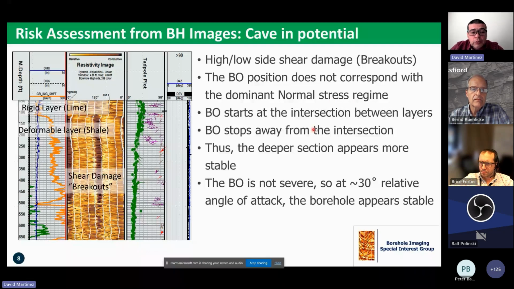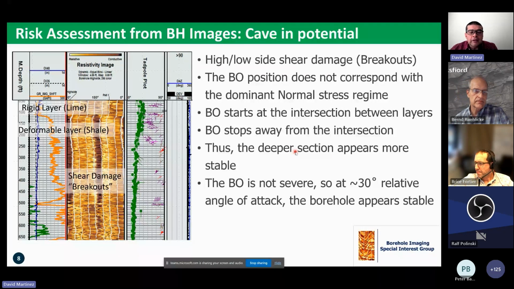So that means two things. Either somehow the borehole is still feeling a higher stress, maybe from the limestone, which can be in strike slip regime instead of normal stress regime, or we do have that extra shear from this rigid formation, and that's what causes the breakout to appear on the high side and low side instead of on the sides.